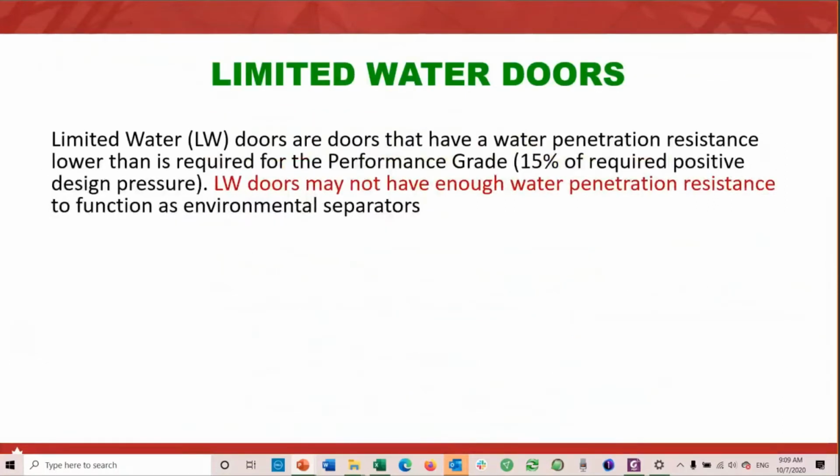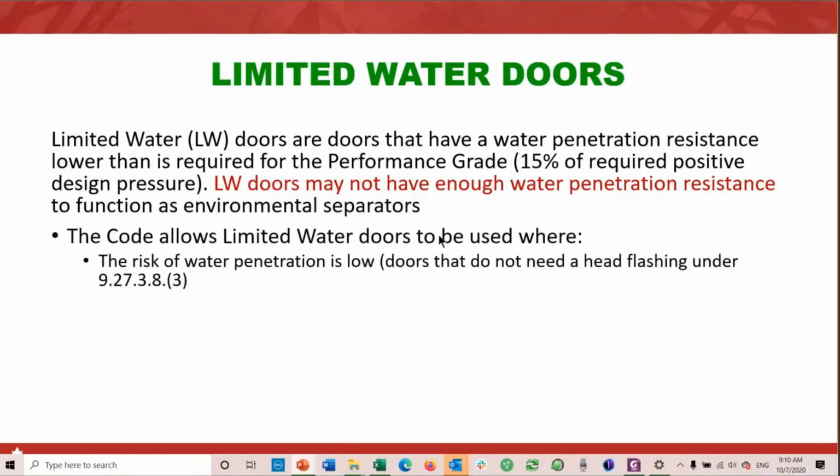So limited water doors, here's what the standard says about them. They have a water penetration resistance that is lower than is required for the performance grade. So a door that has a particular performance grade may require a water penetration resistance of 220 pascals, but maybe the door only achieved 140 pascals in the test. So it has some water penetration resistance, but not as much as would be required for its performance grade. Because of that, it may or may not have enough water penetration resistance for the building location.